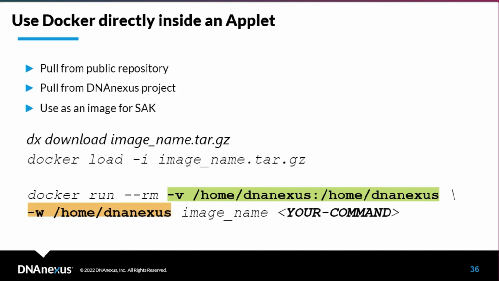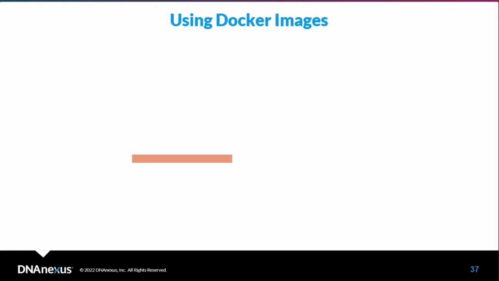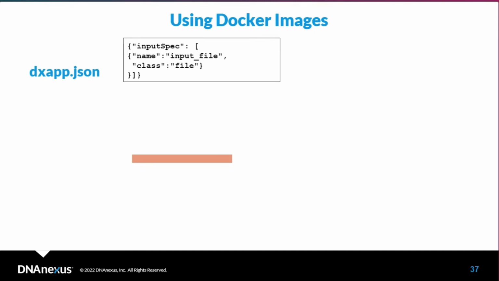All right. So, incorporating all of this logic into a real applet is the subject of the next slides. So how can we use Docker images? Let's do some comparison between dxapp.json with a Dockerized solution and dxapp.json without a Dockerized solution.